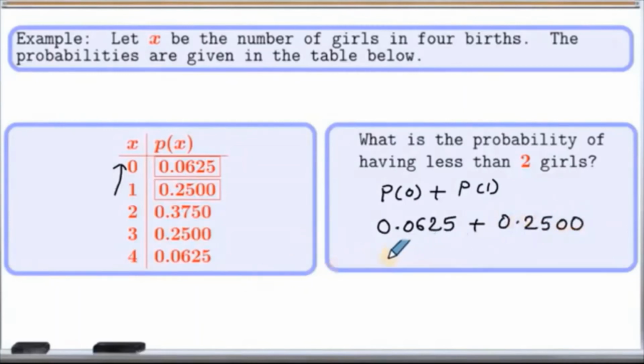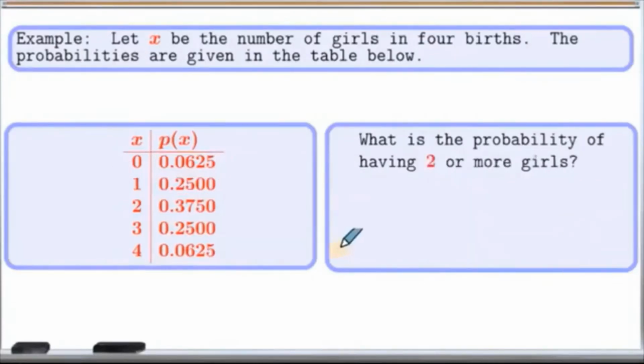When we add these two probabilities, we get 0.3125. So what that means is the probability of having less than 2 girls is 0.3125.